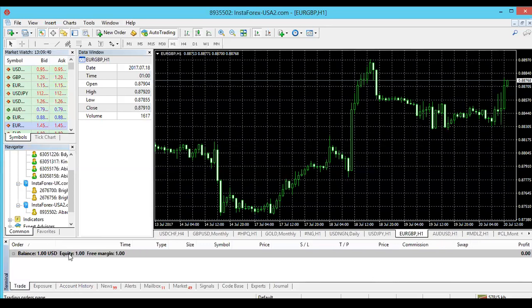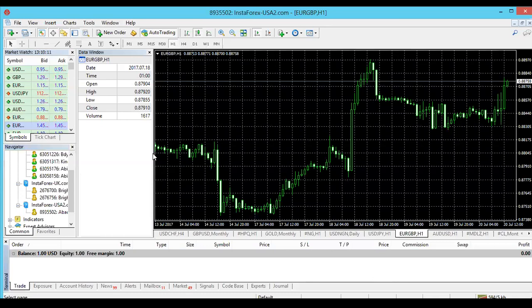Then this is equity. Then this is margin. When you place a trade, your equity will change according to your trade outcome, while your balance will be constant until you close all your trades. Then this is margin. I will explain margin to us later when I try to open any trade.